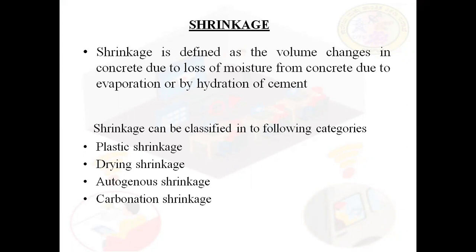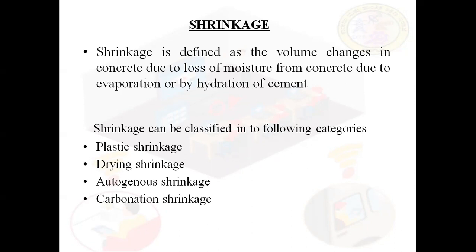Shrinkage is defined as the volume change in concrete due to loss of moisture from concrete, due to evaporation or by hydration of cement. We know that for hydration of cement, the chemical reaction, we add water. Due to the loss of moisture from concrete by evaporation or by hydration of cement, the volume changes. That means small cracks will develop in the concrete mass or on the surface. This is what is called shrinkage of concrete.